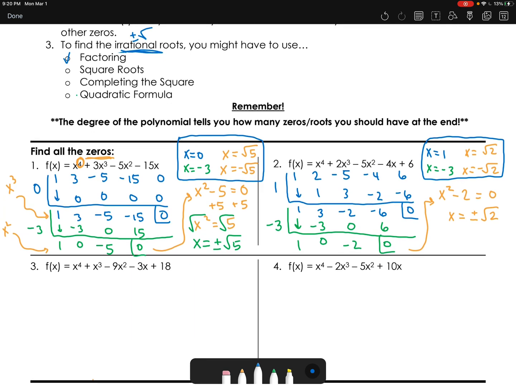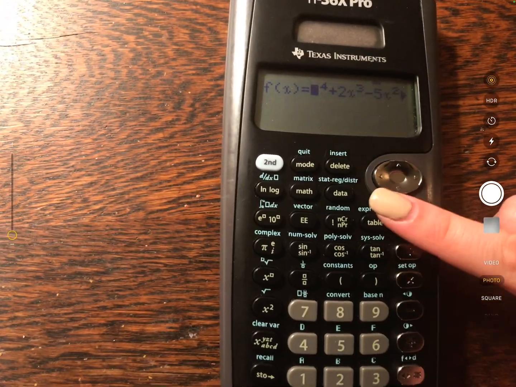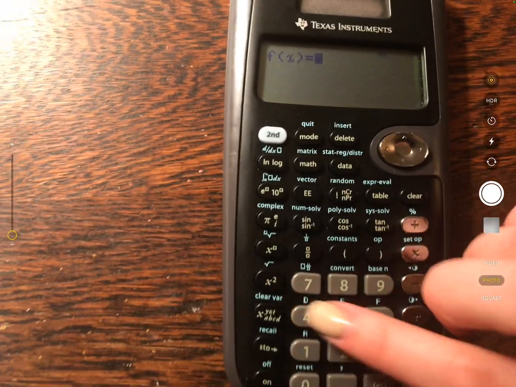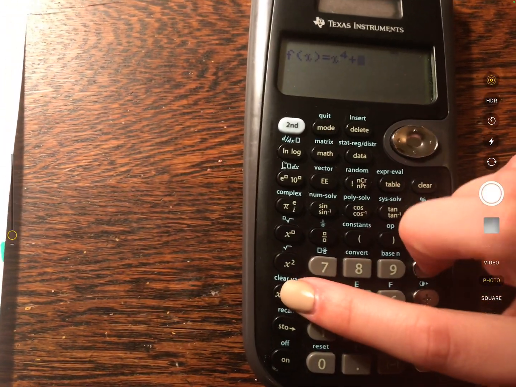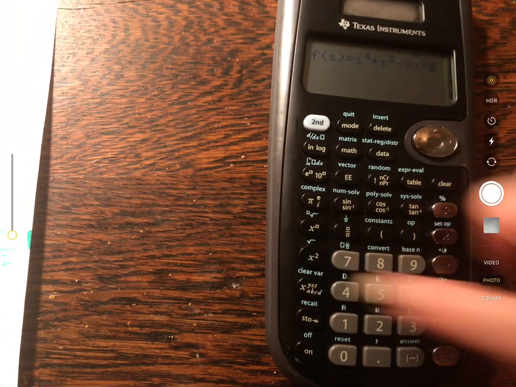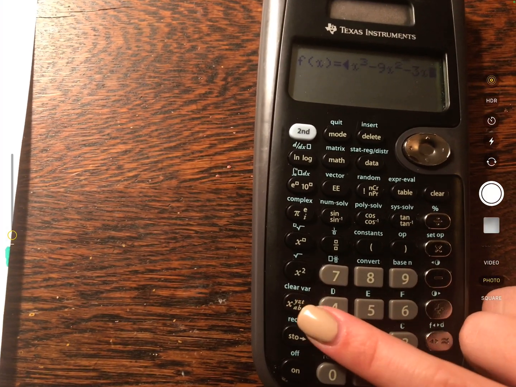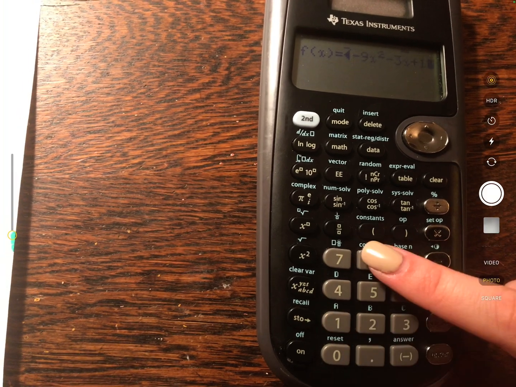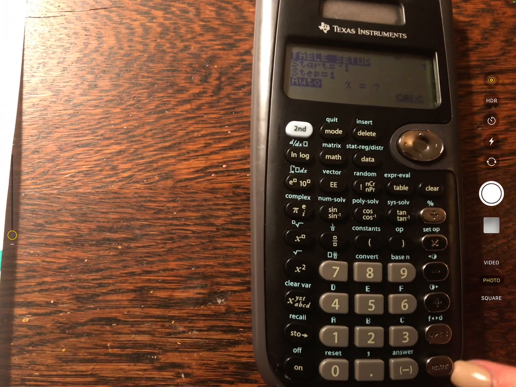I will show you how to get through the calculator for number 3. Again, it's just going to take practice. So I'm going to go second mode, table, edit function, clear, and I'm typing in x raised to the 4th plus x raised to the 3rd minus 9x squared minus 3x plus 18.